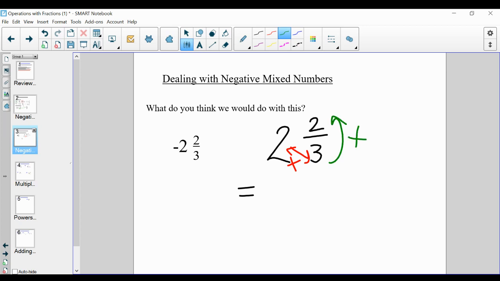So in this case, you do 2 times 3 is 6. 6 plus 2 is 8. And your answer will be 8/3. So positive 2 2/3 is 8/3. So then what would negative 2 2/3 be? Well, wouldn't it make sense that if positive 2 2/3 was 8/3, that negative 2 2/3 would be -8/3, right? They're just opposites.